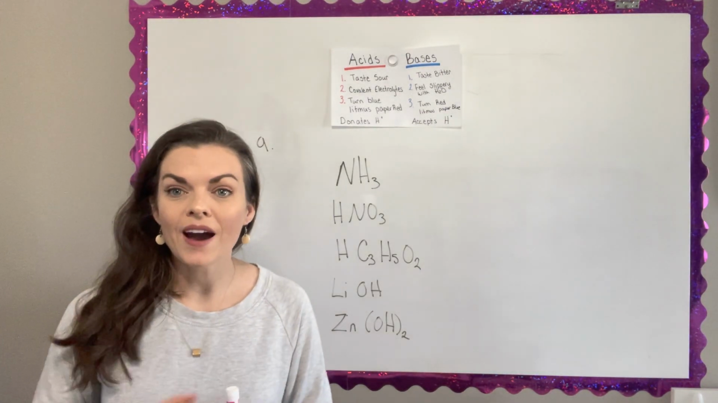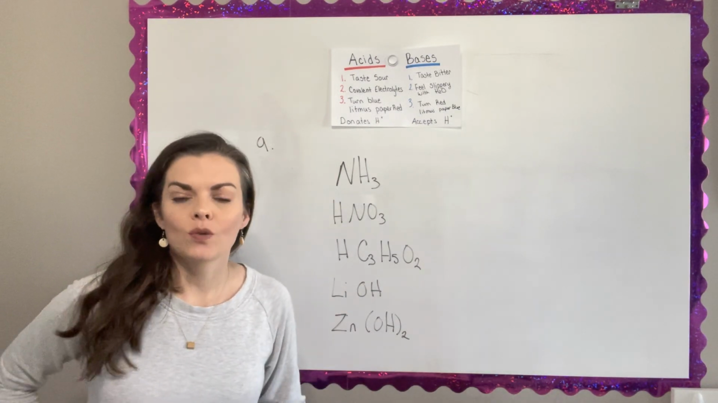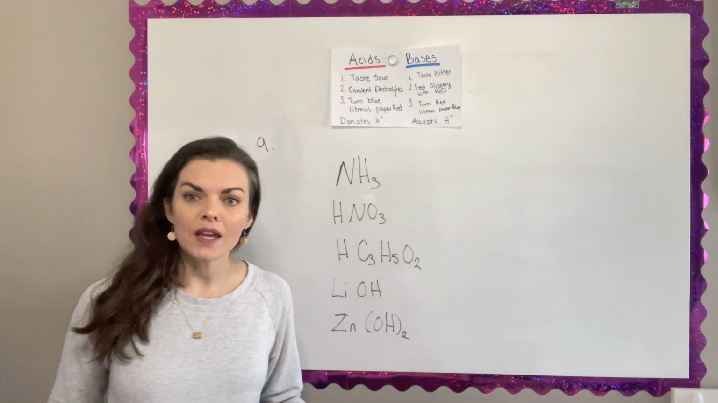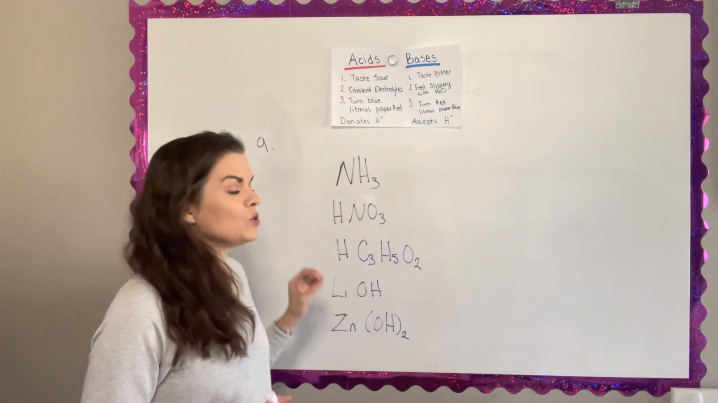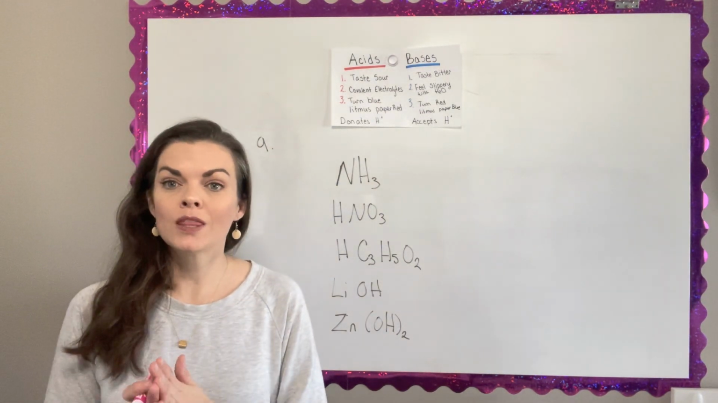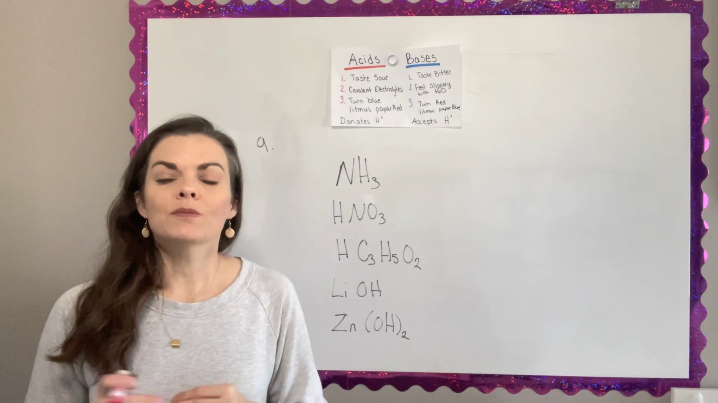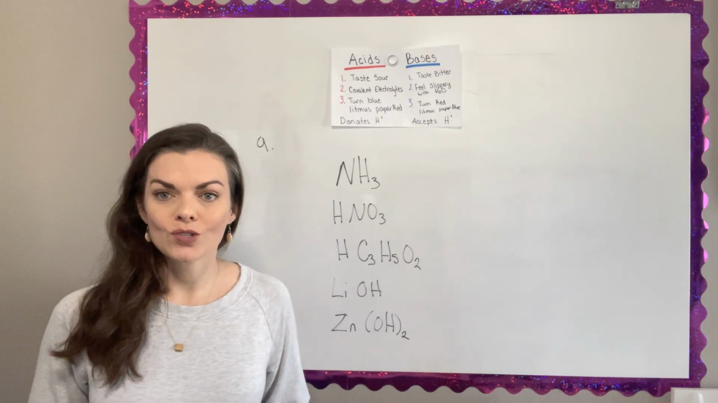Number 9 of this chapter review gives you a list of chemicals, and it wants you to say if it's an acid or a base. Just a quick refresher: if I am looking for an acid, I am usually looking for something with a hydrogen in the beginning, a hydrogen that it can give away. If I'm looking for a base, I'm frequently looking for a hydroxide or an OH compound.